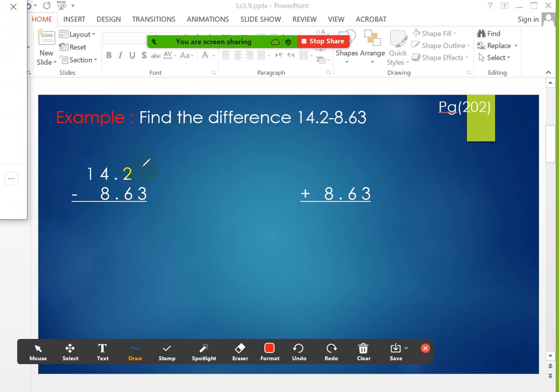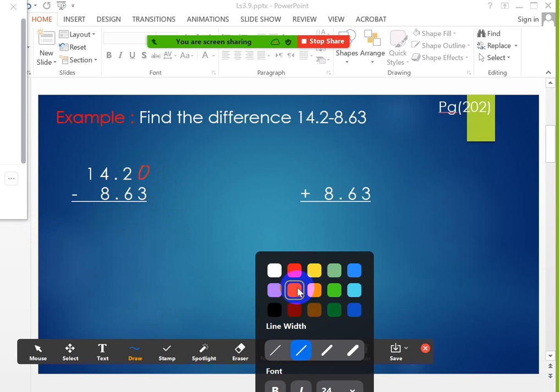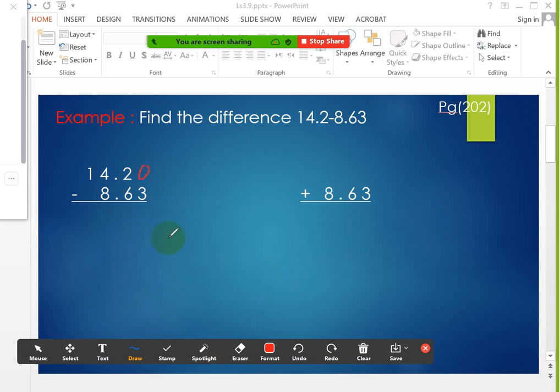There is no hundredths right here. So that means if I don't have any number in any digit, I have to put 0 in this digit. So the value of this number will be 0. Now I will start subtraction from the right to the left. 0 minus 3. Can I take 3 from 0? No. What I have to do here, I have to borrow as we learned.